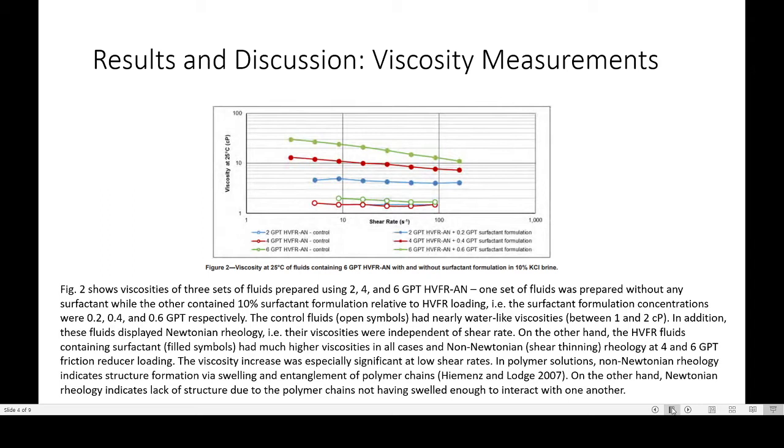On the other hand, the HVFR fluids containing surfactant had much higher viscosities in all cases, and non-Newtonian or shear thinning rheology at 4 and 6 GPT. The viscosity increase was especially significant at low shear rates.